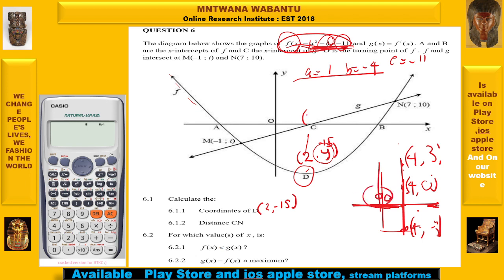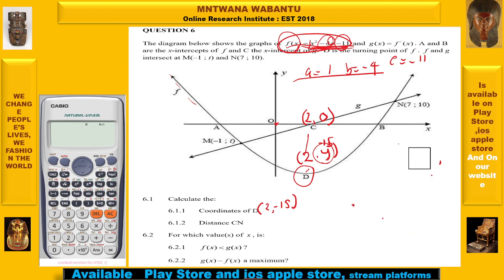We just assume, let's say this is point 0, 0 here, the origin. So if this is 2, then at C, the value of x equals 2. But we know C is the x-intercept, because this is the origin, so the value of y equals 0. For that being said, now we can just go ahead and find the distance, because if you want to get CN, we can use a formula and we have the values of C and N.